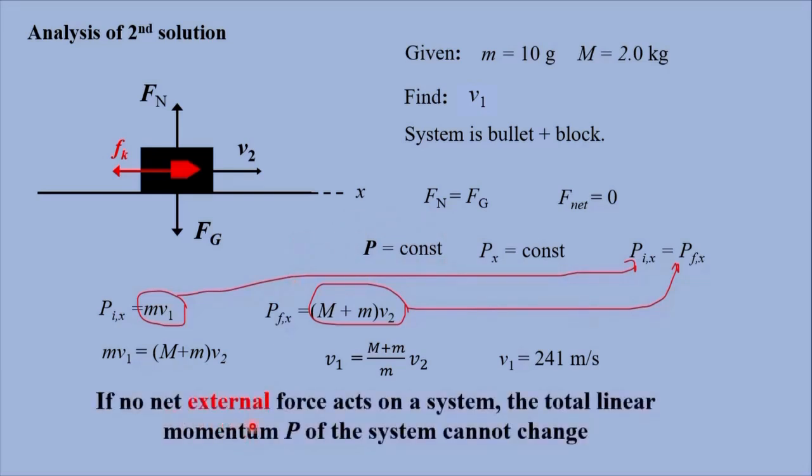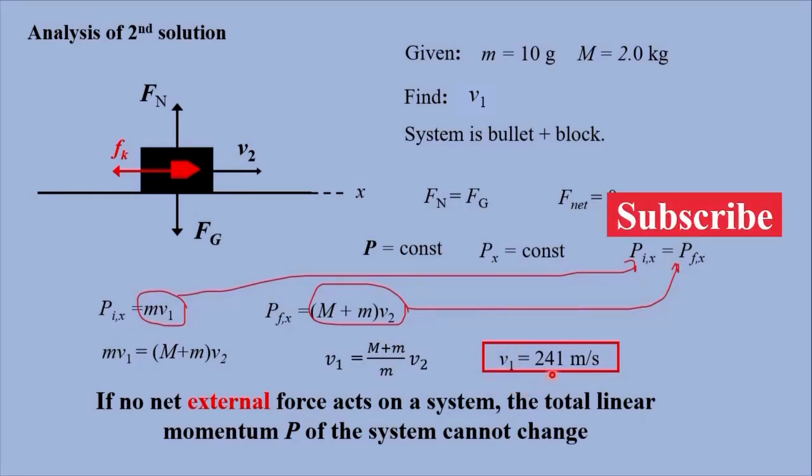If no net external force acts on a system, the total linear momentum P of the system cannot change. In this formulation, there are no words about internal force. It means that this statement is valid for any internal forces. And in particular, it is valid in our case of internal frictional force. So the second solution is correct. The initial speed of the bullet is 241 meters per second.